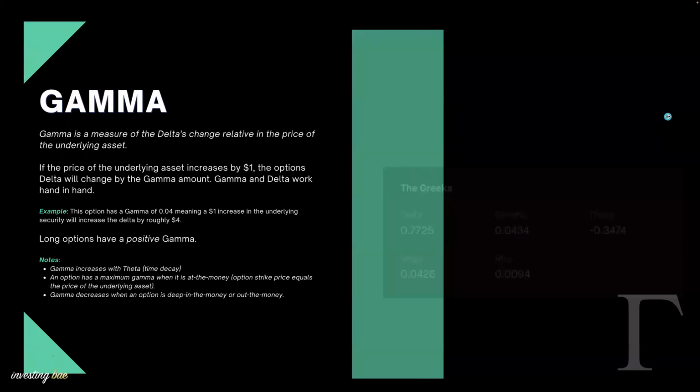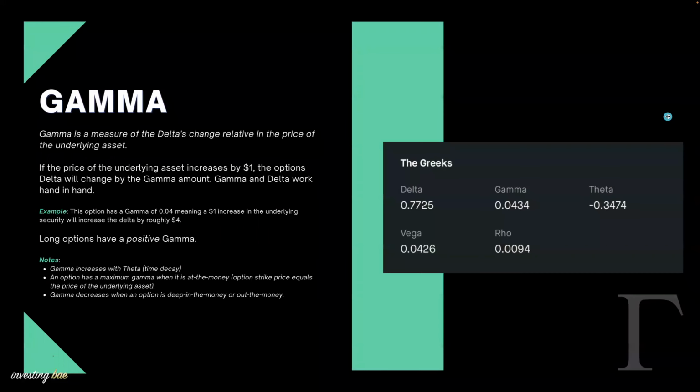So next is your gamma. Think of gamma as the gas for the car, right? Gamma is the rate of change of your delta. I call these my trifecta, right? Delta, gamma, and theta. Those are like the three amigos.